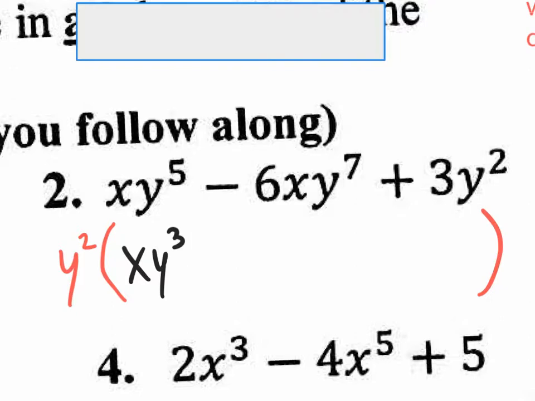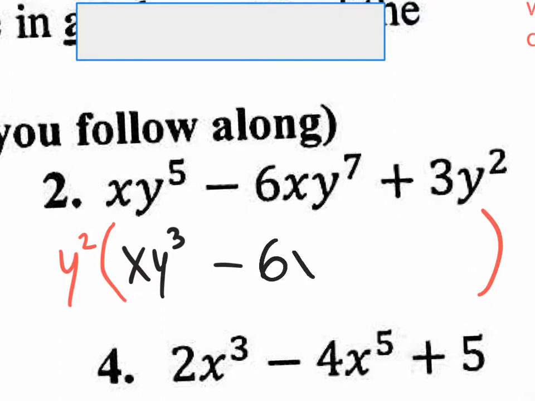Okay, so how about over here? Y squared times what will get you a negative 6xy to the 7th? Obviously, it has to be a negative. I need a 6, guys. How am I going to magically end up with a 6 up here? I need to put a 6 down here. Yeah. Make sense? So I will have a 6.